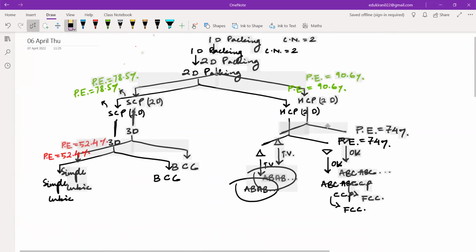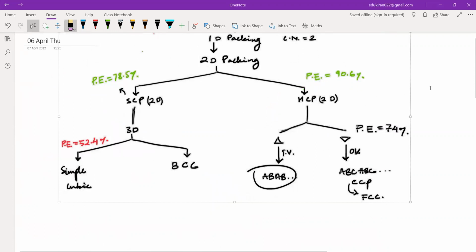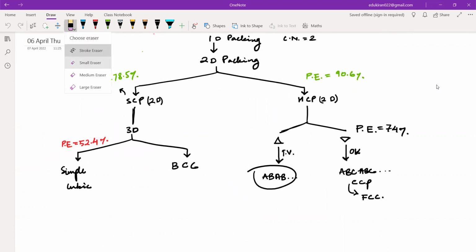Okay, this is the chart that you will have to remember. Coordination number is 2, and square close packing efficiency is this much. Okay, fine. So we will write this more clearly now.